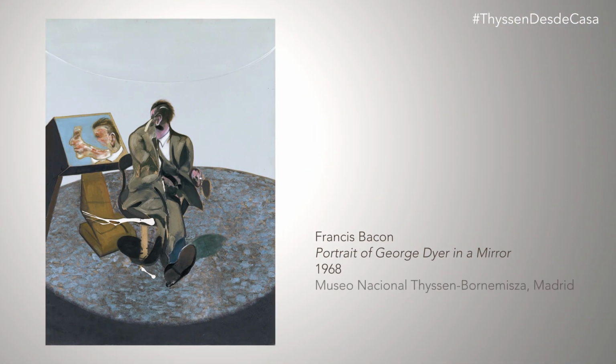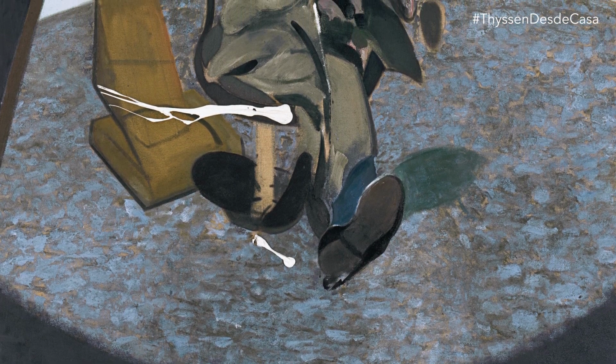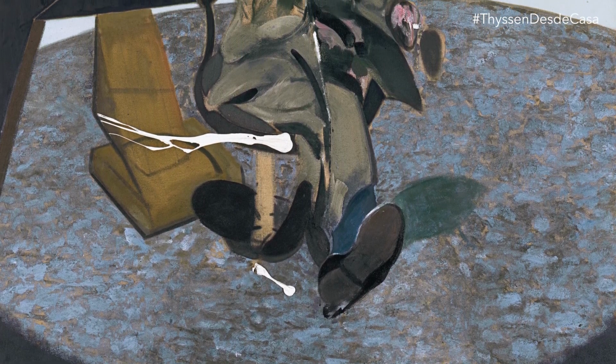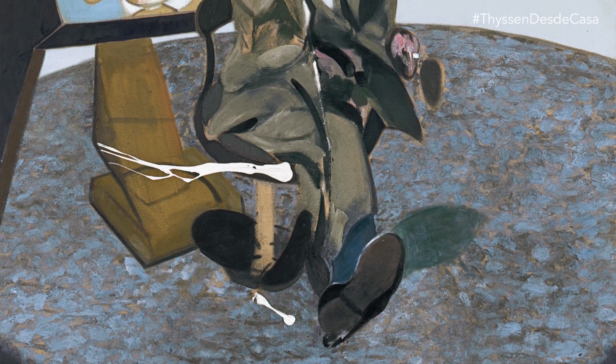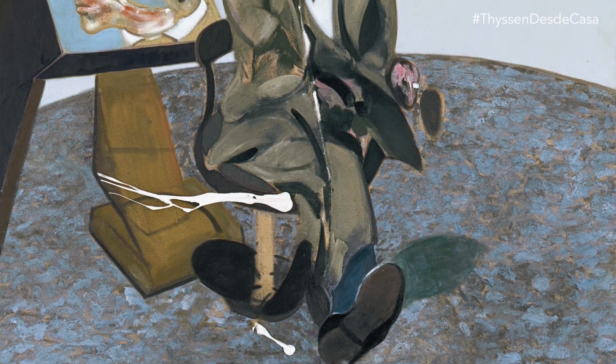Portrait of George Dyer in a Mirror, Francis Bacon. In the early 1960s, Bacon commissioned the photographer John Deakin, asking him to take photos of the people in his inner circle. One of the men in this group was George Dyer, the painter's lover at the time.